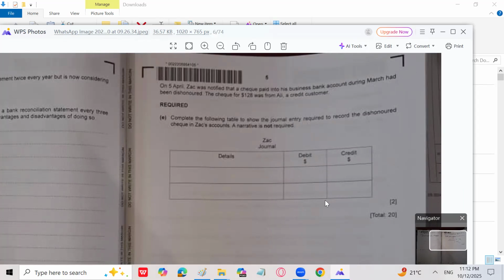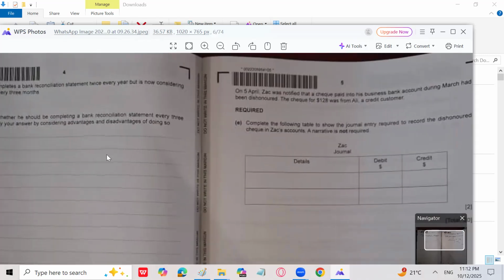Rather, the name is Ali. So Ali is going to be credited by 128. That is quite simple. Right? So this is how it goes: irrecoverable debts debit, and trade receivable, Ali, is going to be credit because the name of the trade receivable is known. Irrecoverable debts debit, Ali credit by 128. Right? So this is the end of this particular question.